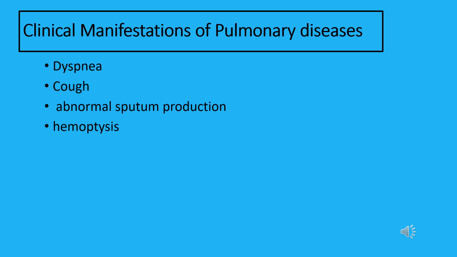And lastly, hemoptysis, characterized as coughing or spitting of blood that usually originates from the airways, such as your bronchus or bronchi, and usually indicates infection and inflammation that damages the lining of your bronchial tree.